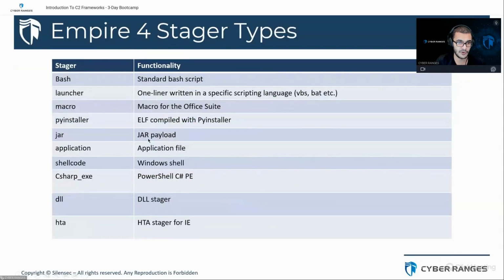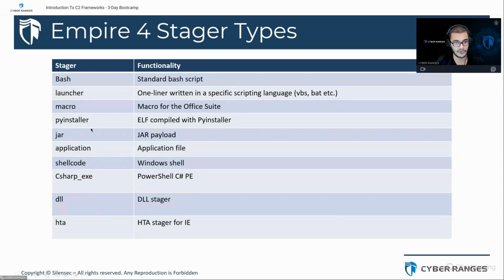And for the stager types, you have your bash stager, which is a standard bash script. You have your launcher stager type, which is a one-liner written in a specific scripting language like VBS, batch, also HTA. You then have your macro, the ability to generate macro stagers. So you can actually use this, then obfuscate it based on your own requirements, and then include it in a document. Very useful for resource development.